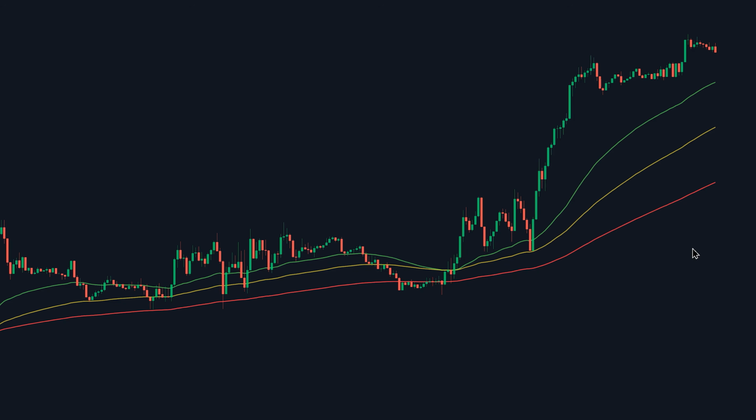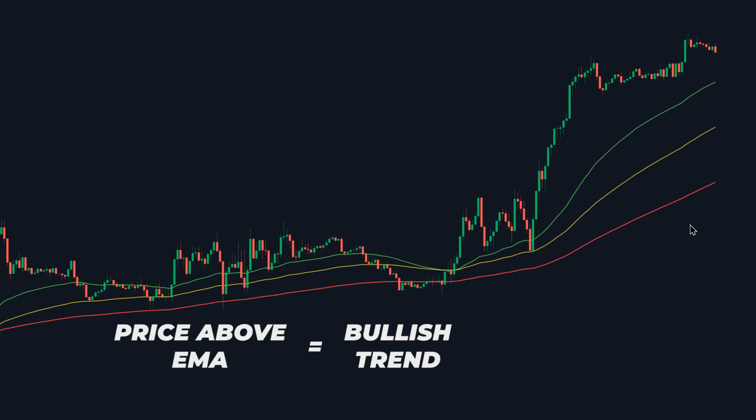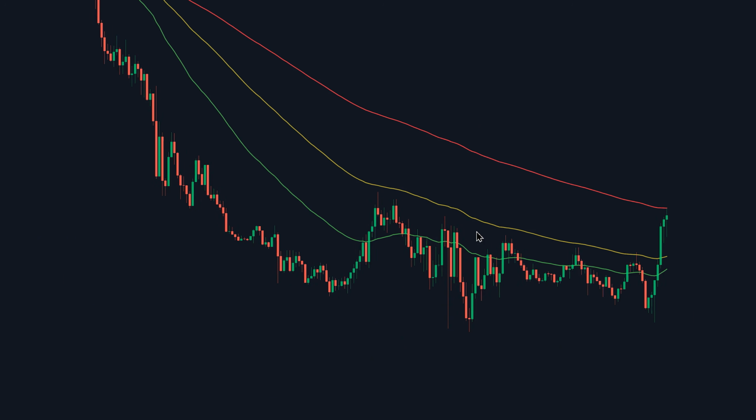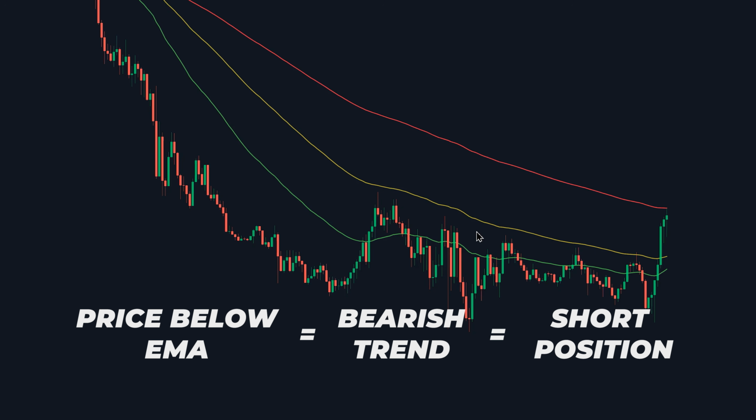This EMA indicator is the one that we're going to be using to identify the trend of the market. Whenever the EMAs are aligned like this, with the price consistently trading above them, that would indicate that the trend of the market is bullish and we're only going to be looking to take long positions. The opposite of this is this, and it indicates that the market is bearish and we should take only short positions.